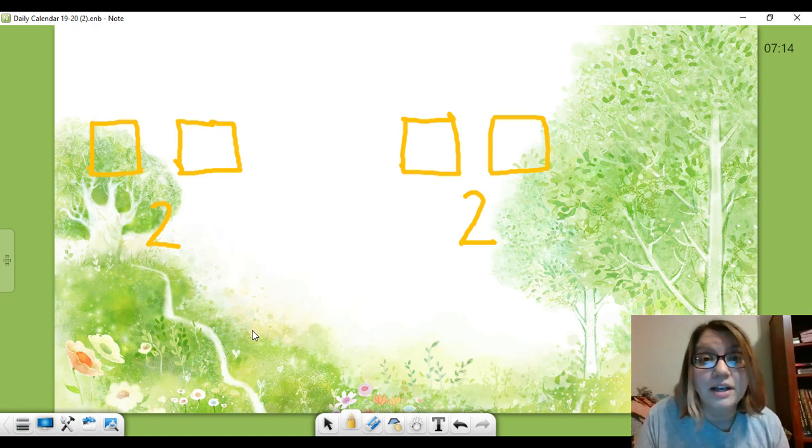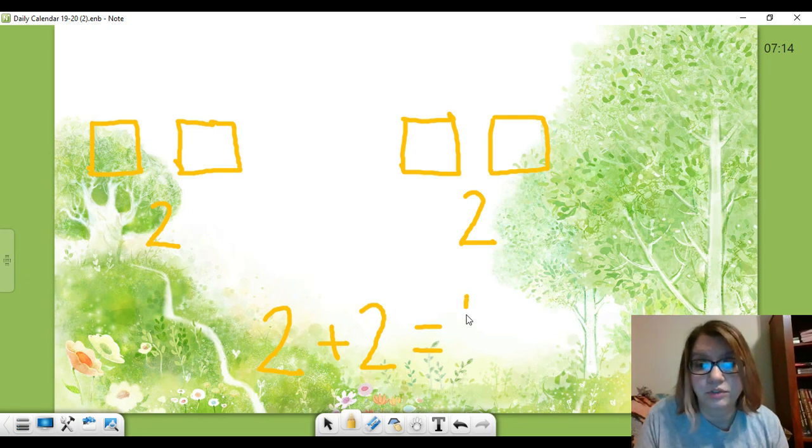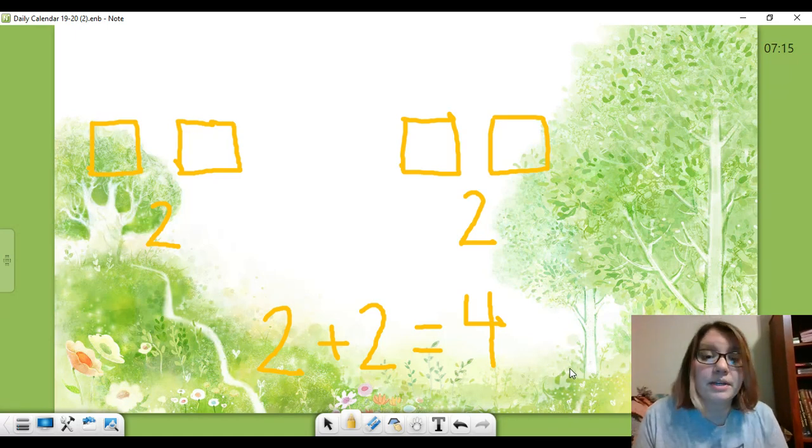So let's write our equation. So 2 plus 2. See if you can write that. 2 plus 2 equals, this is the equal symbol, 4. Let's write a 4. Great job. So 2 plus 2 equals 4. So 4 waffles. Delicious.